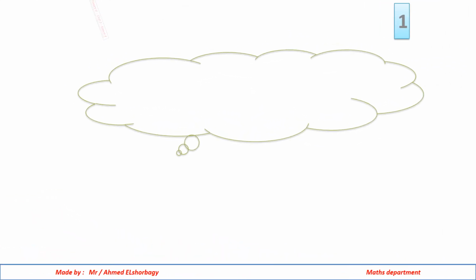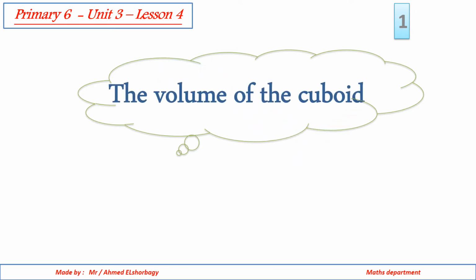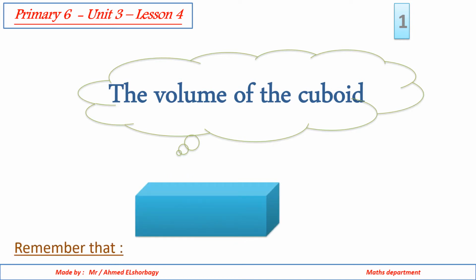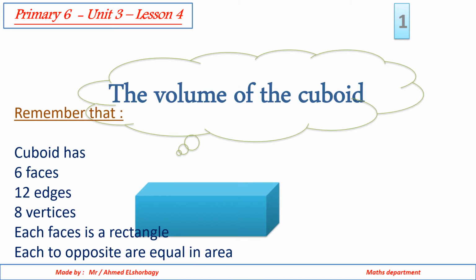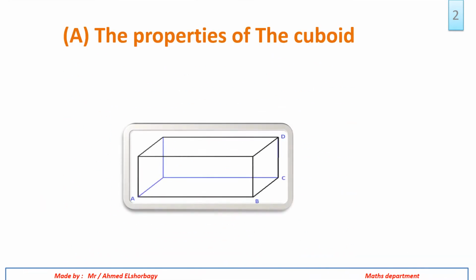Hi, welcome grade 6. Today we will discuss Unit 3 Lesson 4, the volume of the cuboid. We remember that the cuboid has 6 faces, 12 edges, 8 vertices. Each face is a rectangle. Each two opposite faces are equal in the properties of the cuboid.